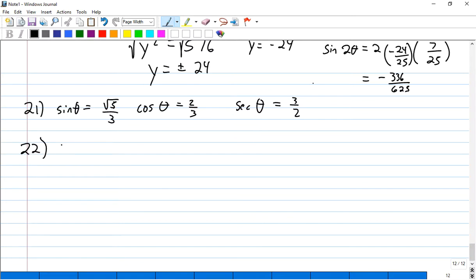22. This says convert pi over 3 to degrees. So to convert to degrees, you multiply by 180 over pi, or you just plug in 180 for pi. So I get 180 divided by 3, so that's 60 degrees.